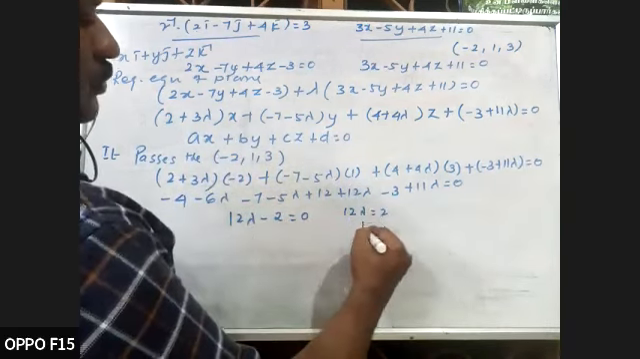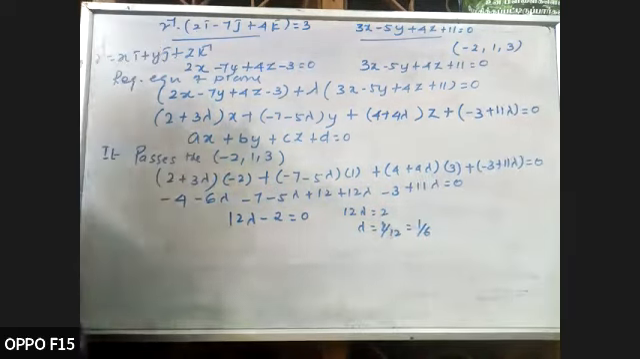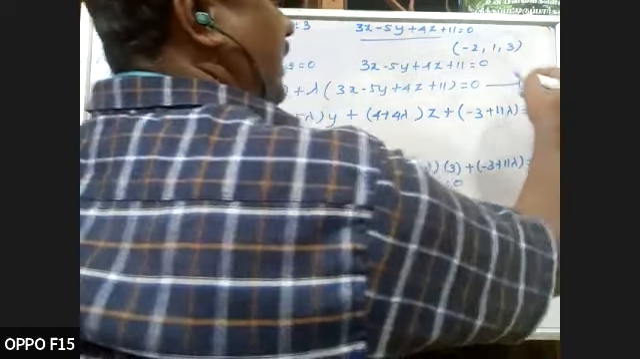12 lambda equals to 2. Lambda is equal to 2 divided by 12. I can take this as 1 by 6. Lambda value is 1 by 6. This is your first equation; this is what I need to find.